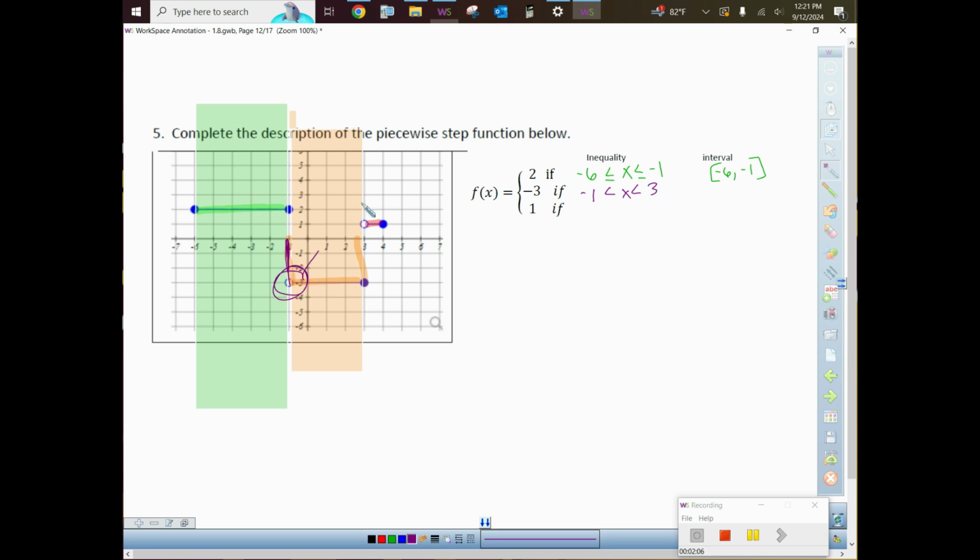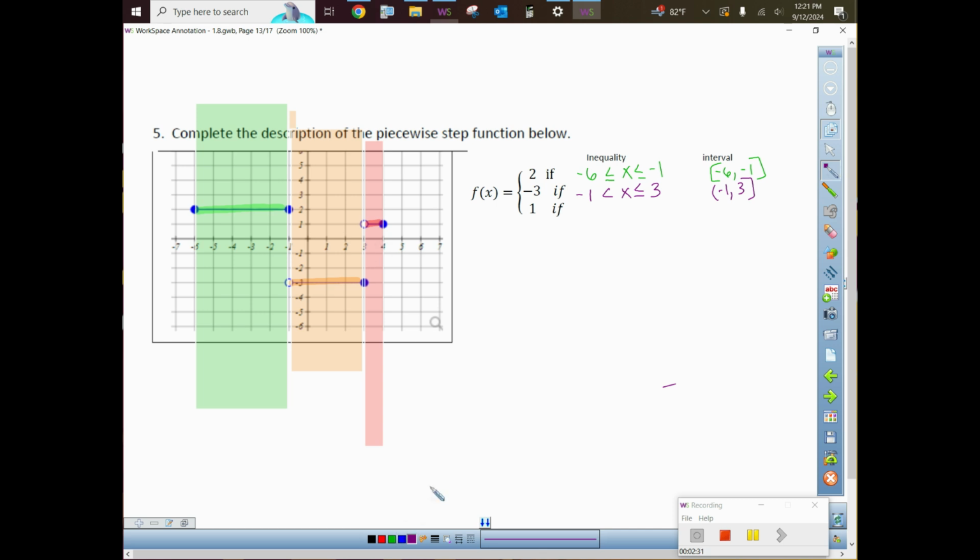This is an open dot, so that controls this arrowhead, meaning you don't put a bar on it. This one is a closed dot, so I do put a bar. And when I write that as an interval, it goes from -1 to 3. This gets a parenthesis because it's not included, and that gets a bracket. For the final little piece, if you trace those down to the x-axis to see where the x's are, it's between 3 and 4.